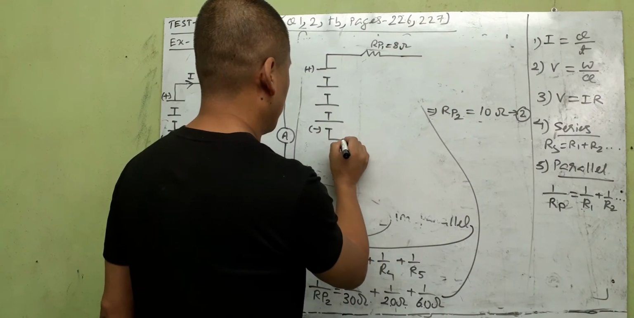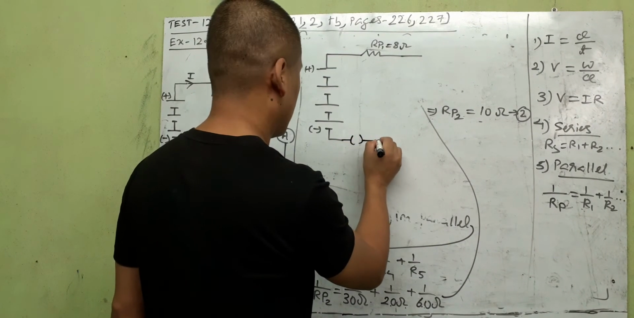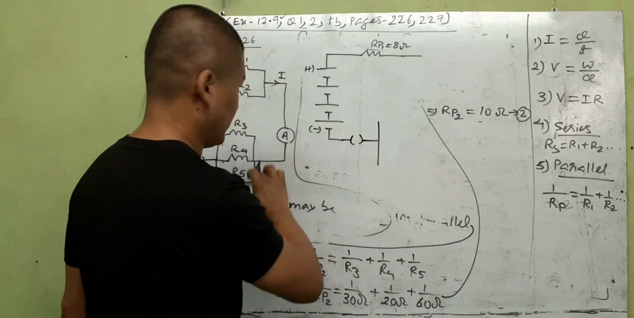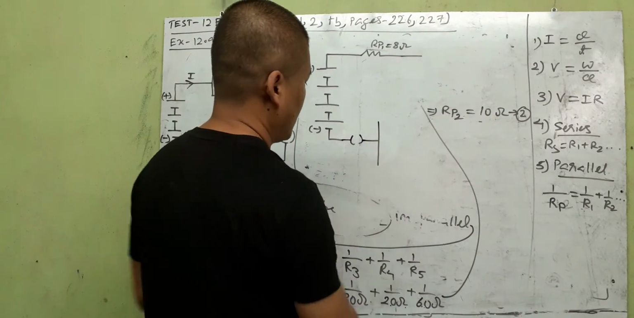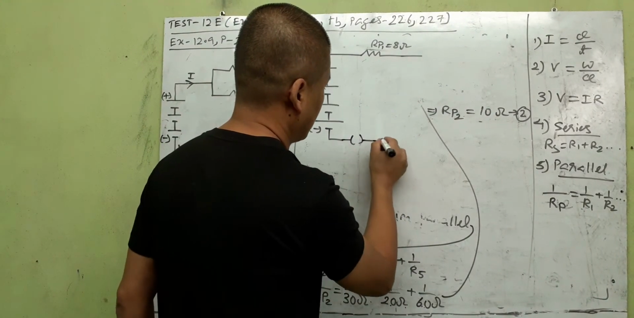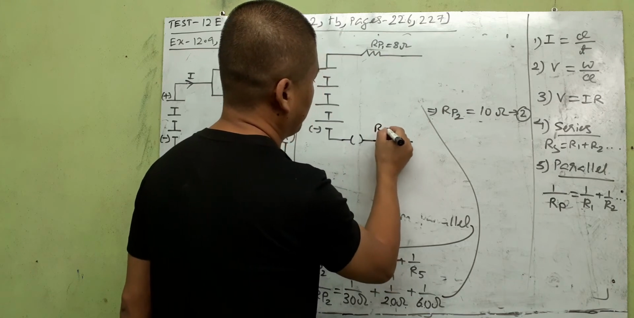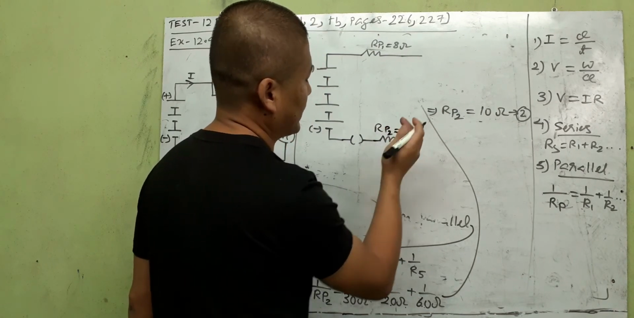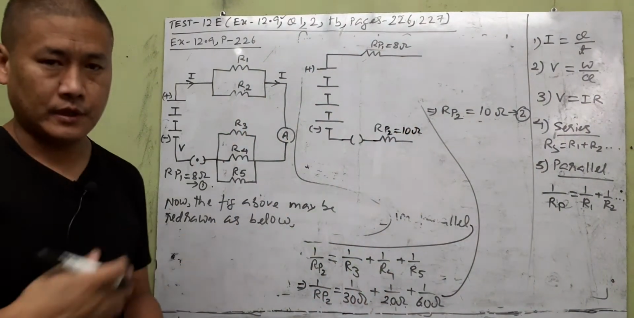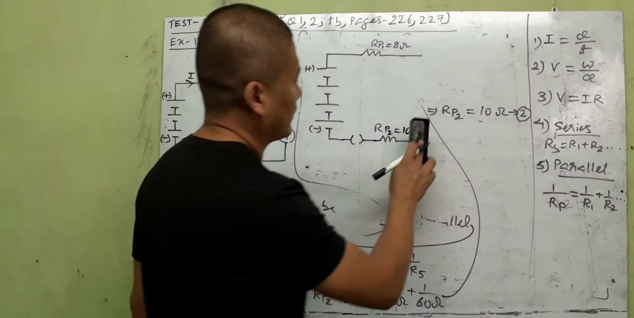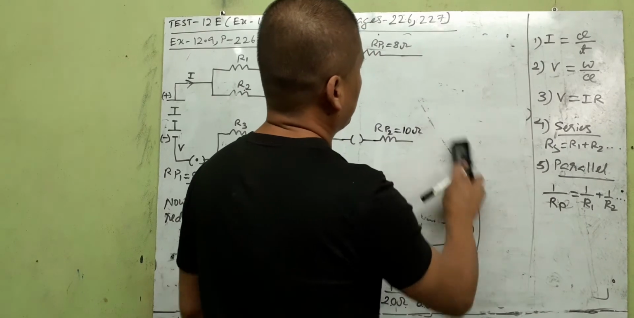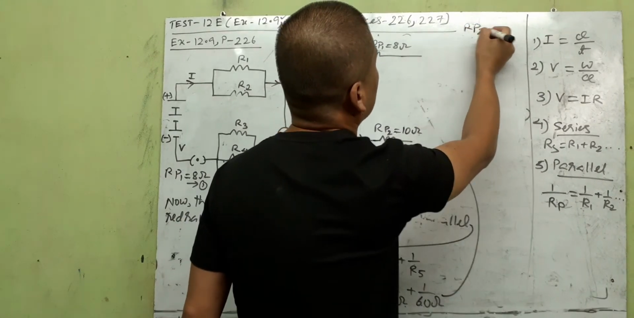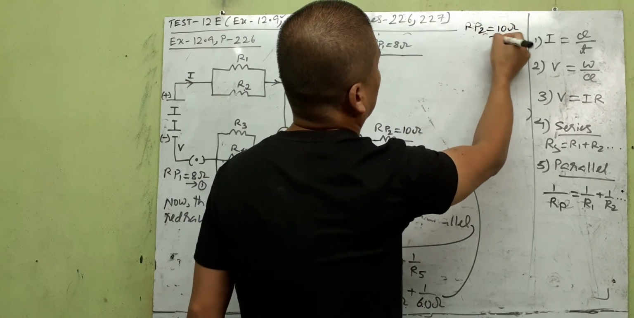Then here switch is there. Then after the switch, these 3 have been found, total is this much. So the 3 has become now a single one, and the value is Rp2 equal to 10 ohms. I hope you're getting it. Redrawing like this helps us to understand what we're doing, okay. So let us say this is Rp2. Let's put it here, Rp2, 10 ohms. This is equation number 2.